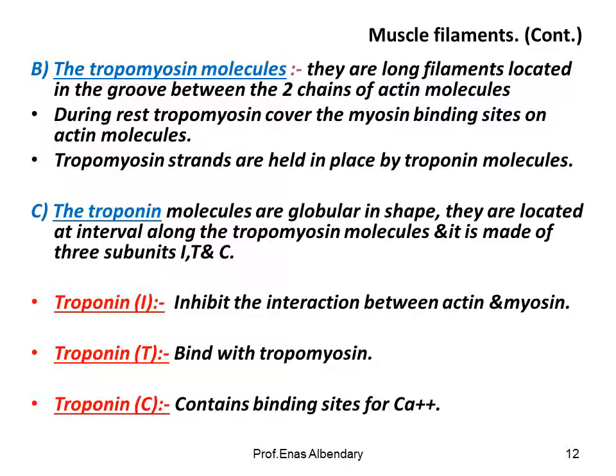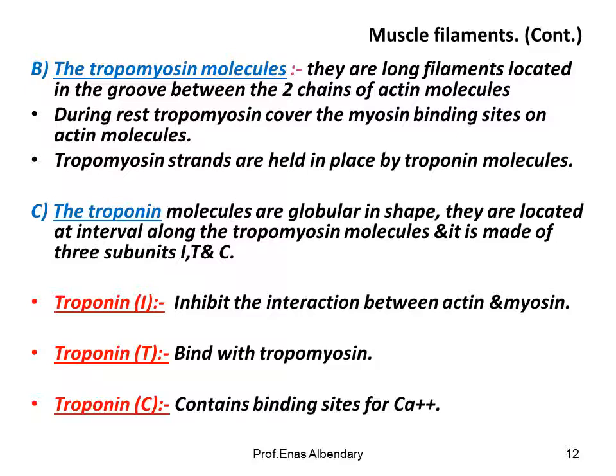Tropomyosin is kept in place by troponin molecules. Troponin molecules are globular in shape. They are located at intervals along the tropomyosin molecules. It is made up of three subunits, I, T, and C.